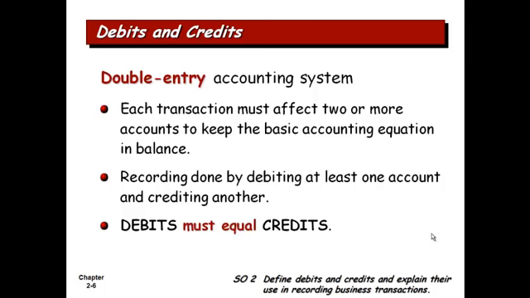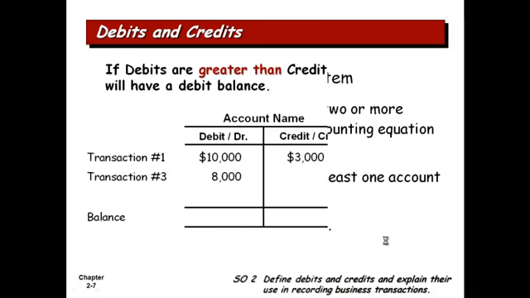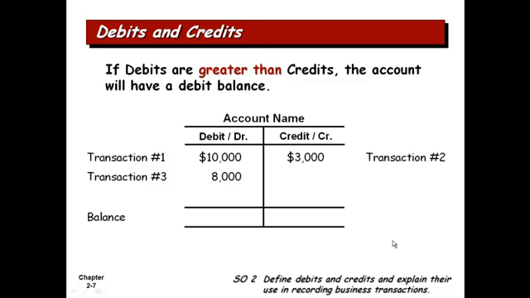Recording is done by debiting at least one account and crediting at least another. So there has to be a debit and a credit in each transaction. And debits must equal credits. And that's going to happen in every single transaction. There's no deviations from that rule. Debits must always equal credits. So if debits are greater than credits, the account will have a debit balance.